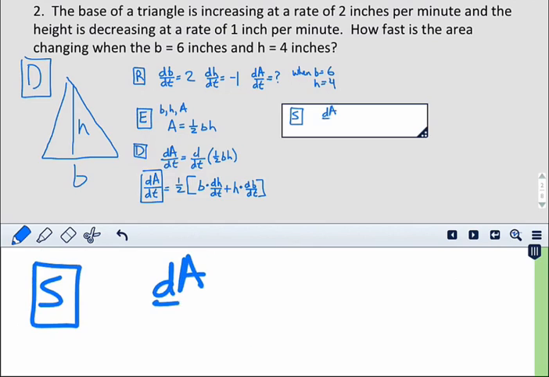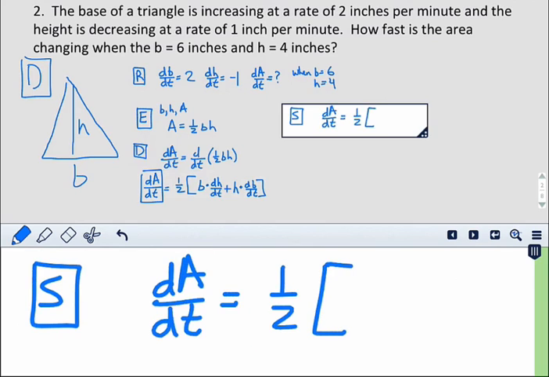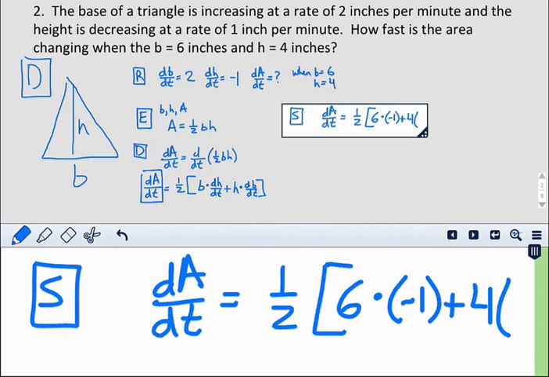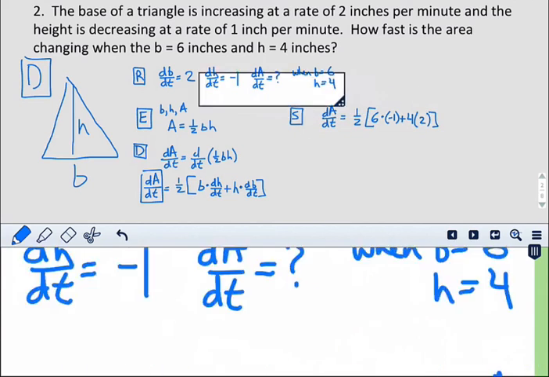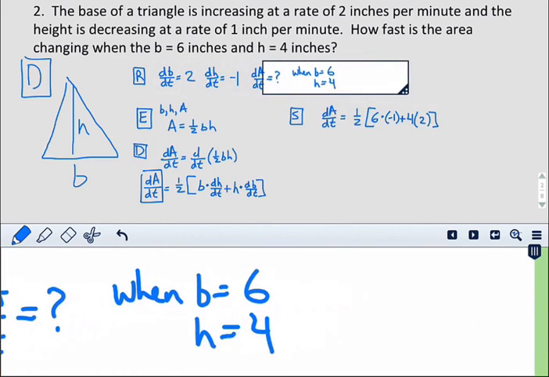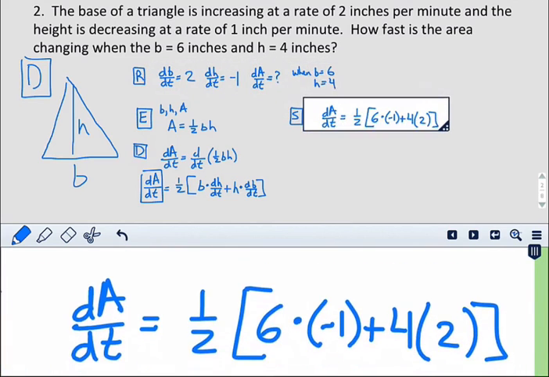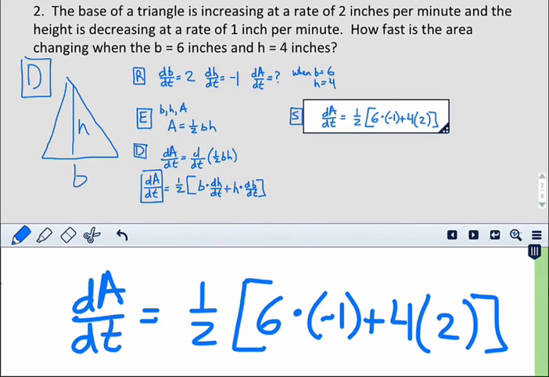So our dA over dt is going to equal 1/2. Well, we want to know when the base is 6, so we'll substitute 6. dh over dt was -1. And then we want to know when the height is 4. And db over dt is 2. So we just took the rates from here when the lengths are this and plugged it into our derived equation there.